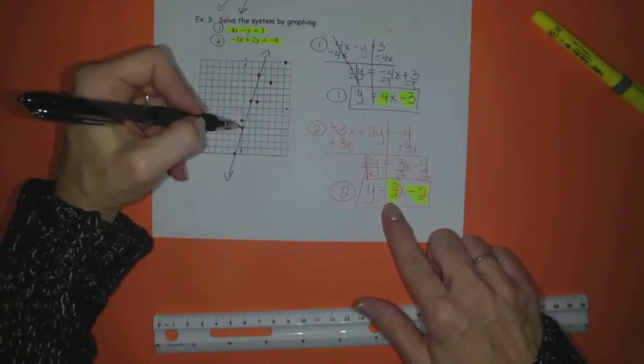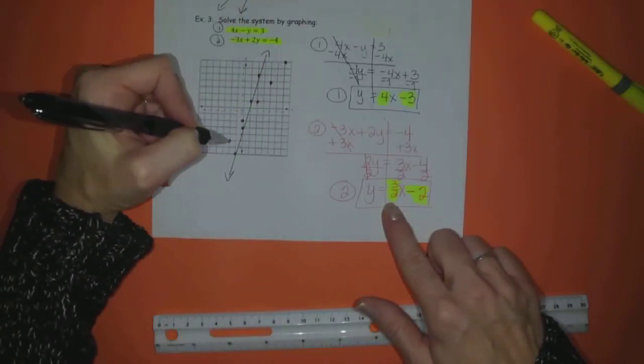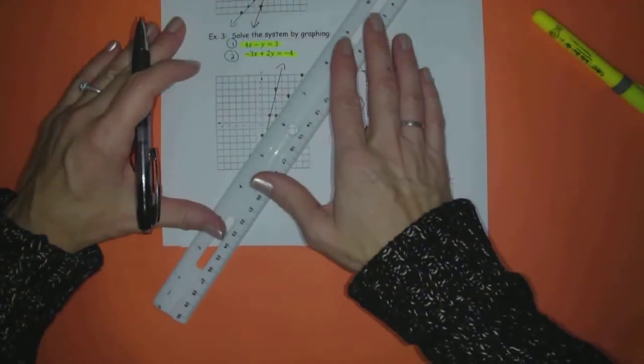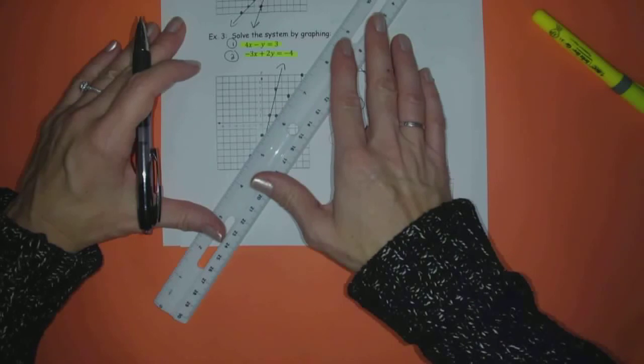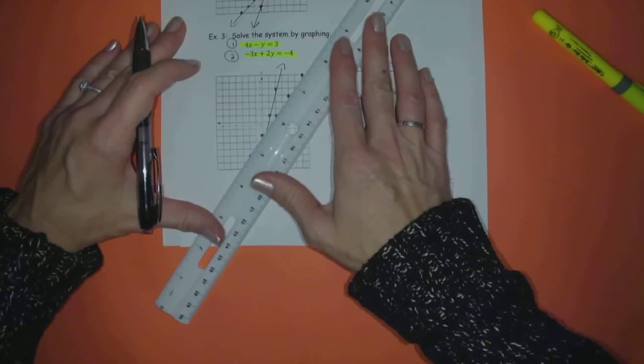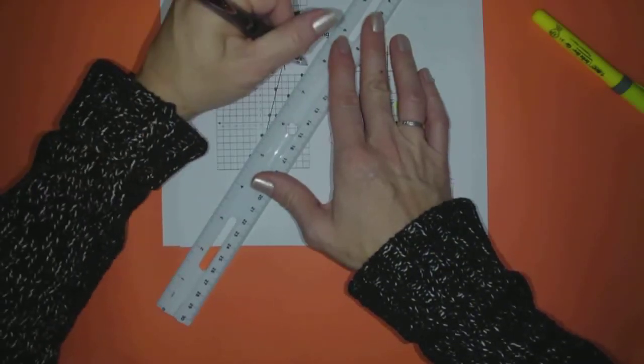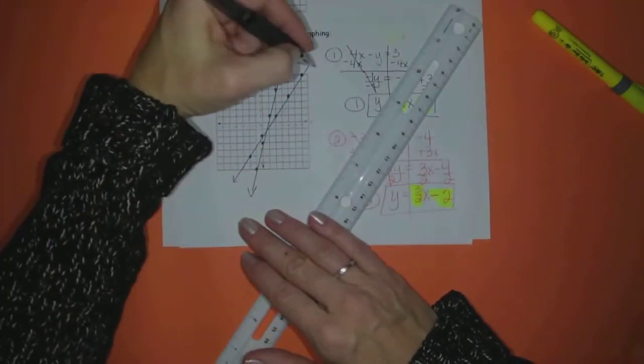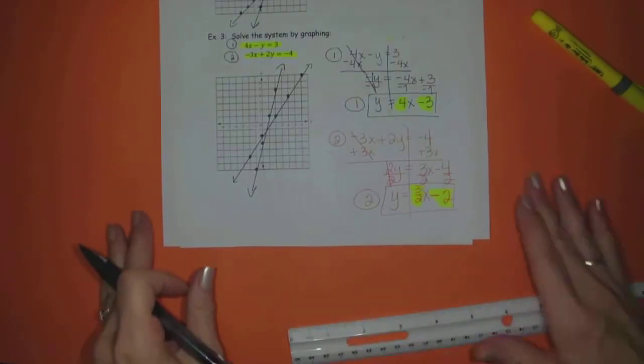Can go the other direction, 1, 2, 3, 1, 2. And that looks about right. So I'm going to hook my dots up here, draw my line. Okay, now this is pretty interesting.